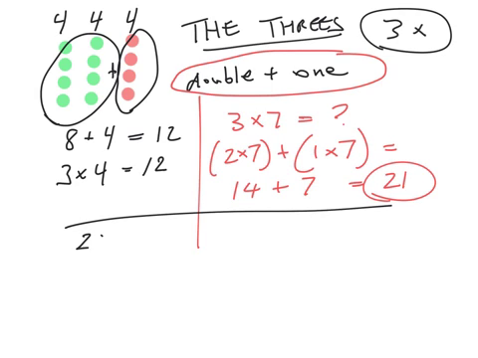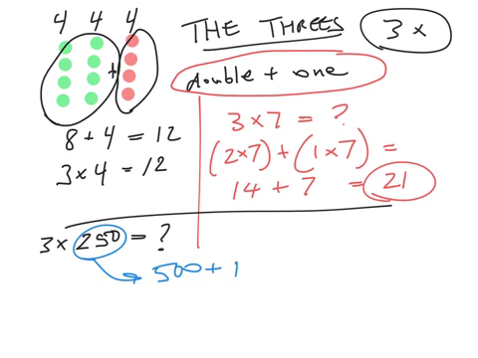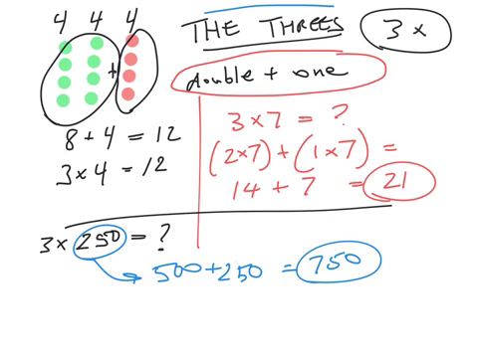Let's take 250, 3 groups of 250. What's that going to give us? Well, I know that 250 doubled is 500, and I want to add one more group of 250 to that. Let's get rid of that. So that's going to give me 750. So a good way of thinking about the threes, no matter what it is that you're multiplying, is 3 times anything is that number doubled plus 1. So there's a great strategy for multiplying by the threes.